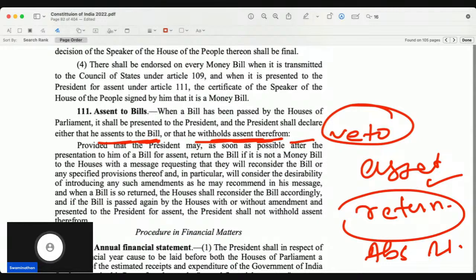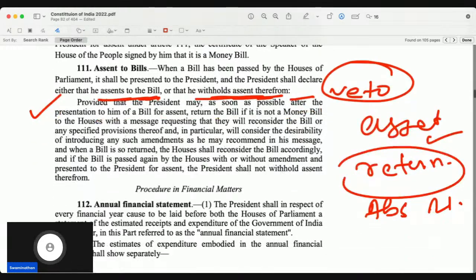And apart from that, there is a very unique power. The President can choose not to do anything on the bill. He can sit indefinitely on it. This is called pocket veto of the President. So if a bill is presented to the President, he has these many powers. This is there in Article 111. But you should note one thing: if the bill passed by both the houses of Parliament is a constitutional amendment bill, then the President has no power. The President is bound to give assent to the Constitutional Amendment Act.